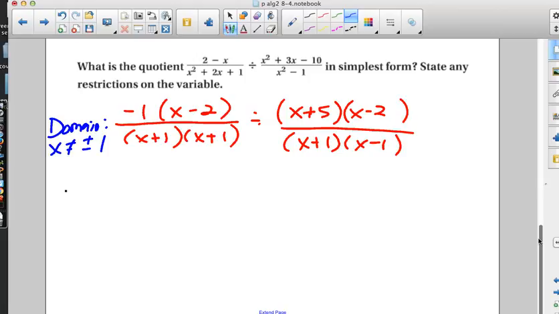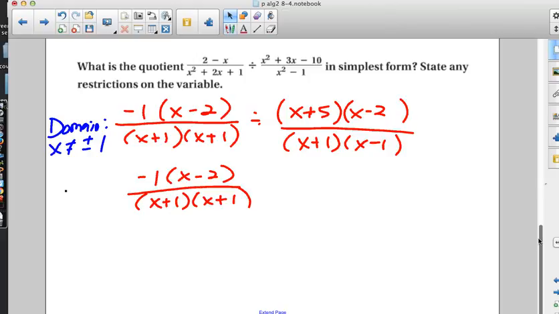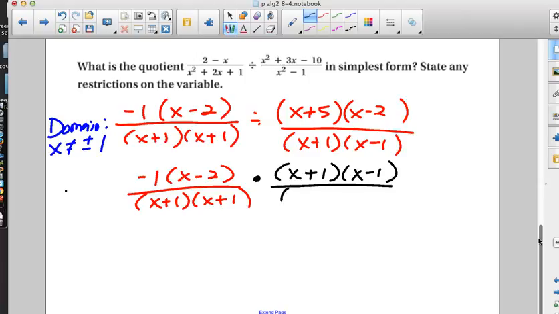Now, the first fraction is going to stay exactly as it is. Not doing anything to that. But now it's flipping time. We need to flip that second fraction because we have to multiply by the reciprocal. So we're going to change that to a dot for multiply. And flip it.